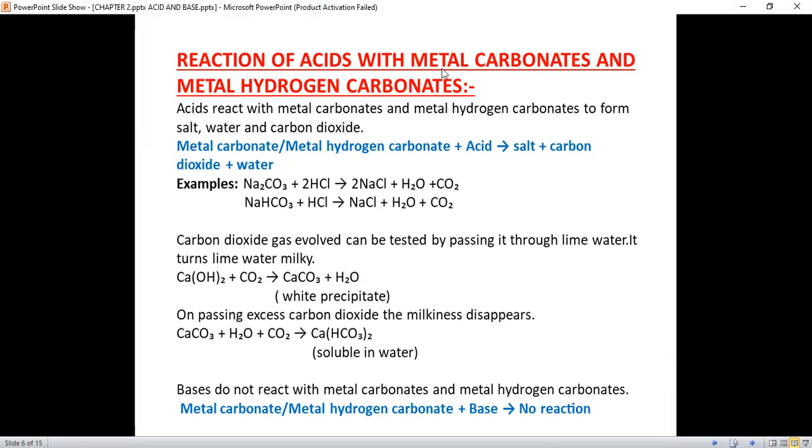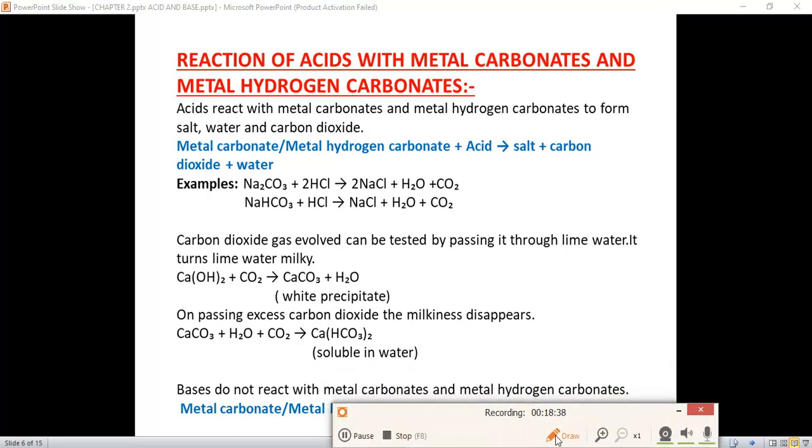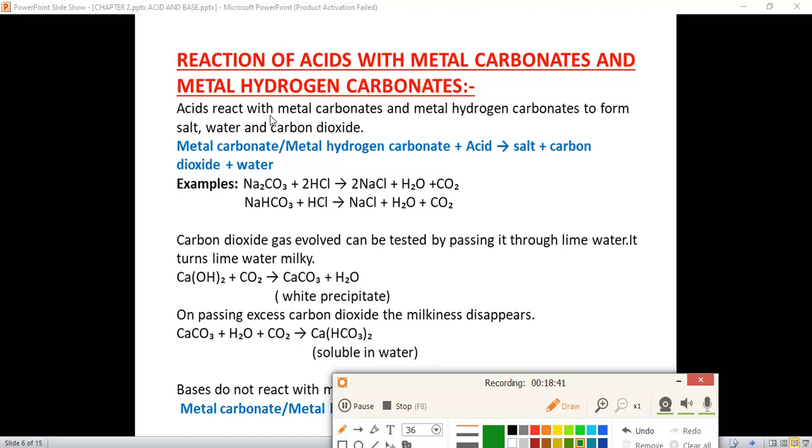Our next topic is reaction of acids with metal carbonates and metal hydrogen carbonates. Acids react with metal carbonates and metal hydrogen carbonates to form salt, water and carbon dioxide. Whenever an acid reacts with a metal carbonate, for example MgCO3, or a metal bicarbonate, what will we get? Salt, carbon dioxide and water.